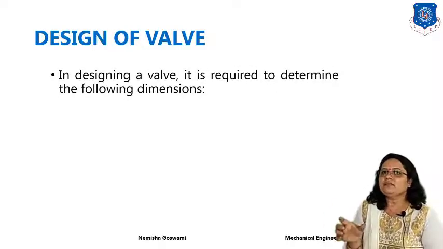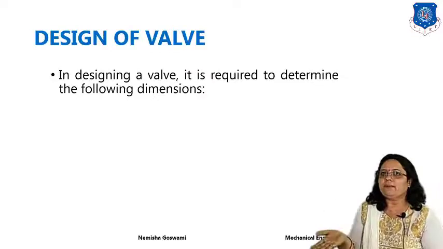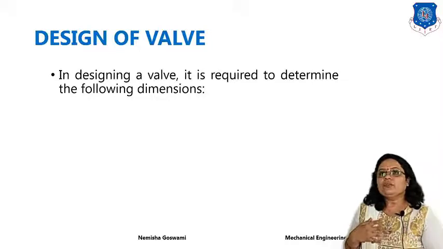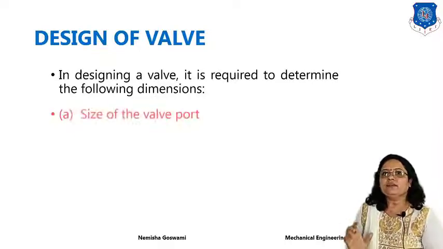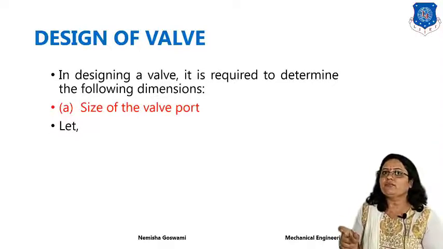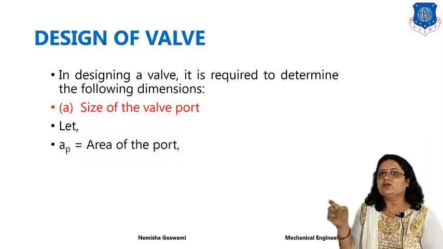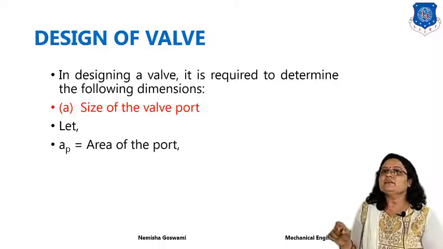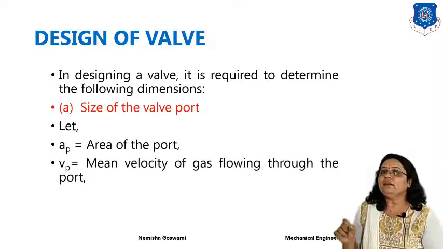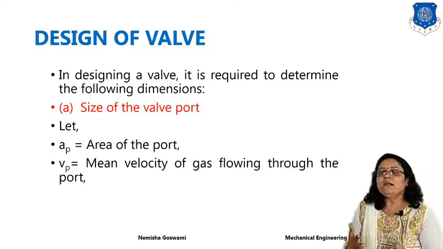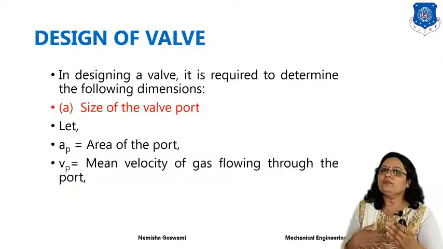Okay, so I will just revise in one or two minutes all the fundamentals that we have already covered in previous lectures. To design a valve, we have to determine the different dimensions. First of all, we have to find the size of the valve port. So how do we find the size of the valve port? Here we consider the area of the port and the mean velocity of the gas flowing through the port, and by considering that, how much fluid will flow through the port.